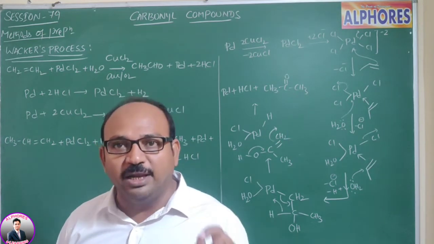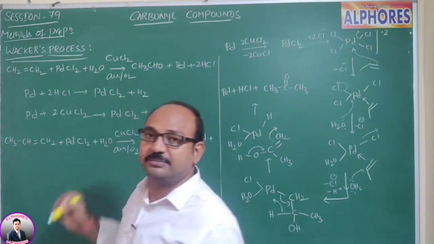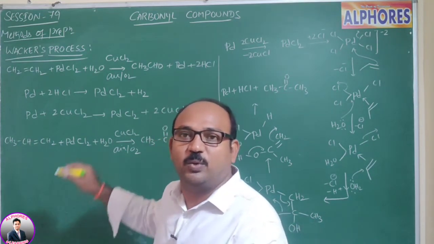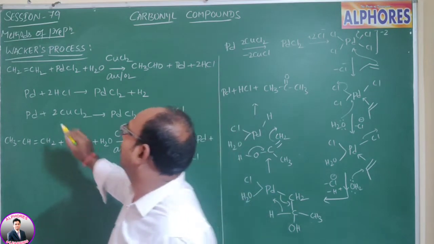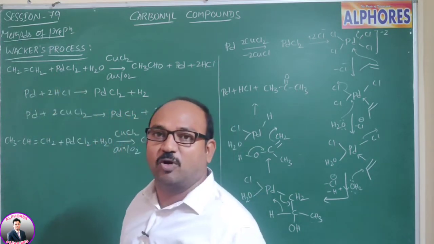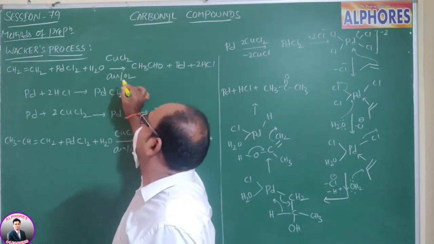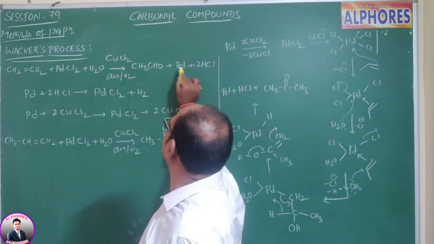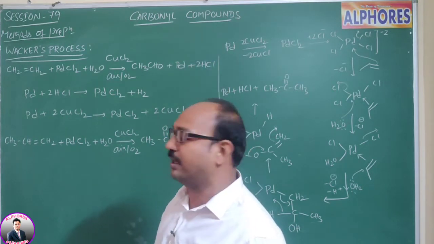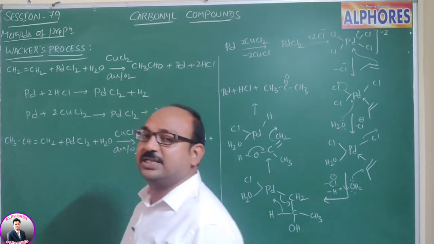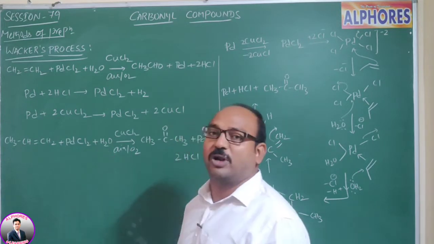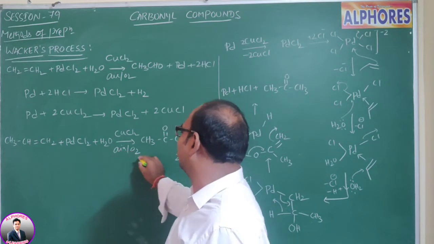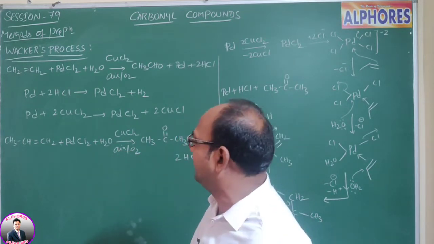If it is simple ethylene, then we are getting an aldehyde, and if it is any substituted alkene, then we are getting ketones. So ethene upon reaction with palladium chloride and water in the presence of cupric chloride and air or oxygen, we are getting acetaldehyde, palladium and HCl. Instead of that, if you consider propene, upon reaction with palladium chloride and H2O in the presence of catalyst cupric chloride, air and oxygen, we are getting a ketone, palladium and HCl.